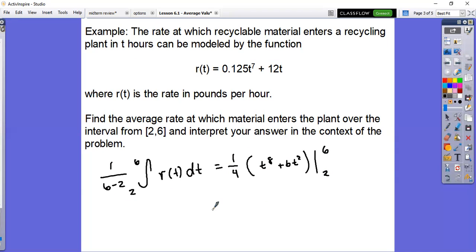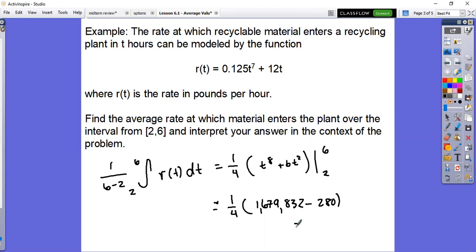More than likely, you're going to need a calculator for this. So this is going to be 1/4 times, and we're going to grab our calculator. We're going to do 6 to the 8th plus 6 times 6 squared. So this is going to be 1,679,832 minus, now we're going to do 2 to the 8th plus 6 times 2 squared. So that's going to be minus 280.